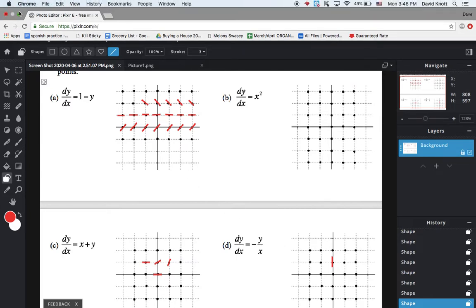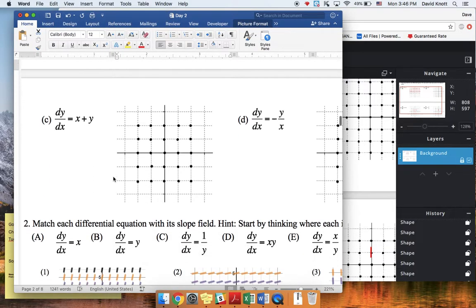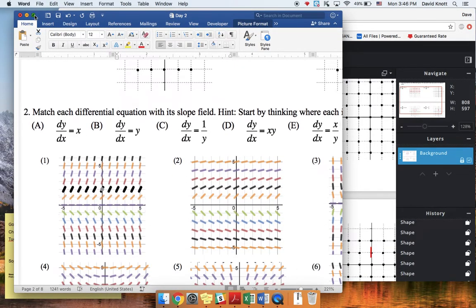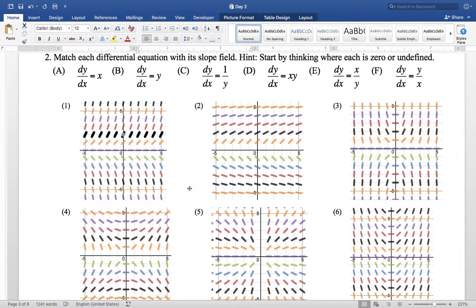Okay, so let's go ahead and move on to the second set of problems, which has us matching different differential equations with their slope fields. These are the kinds of questions that the AP will ask you. They love this kind of question. They always appear on the tests.